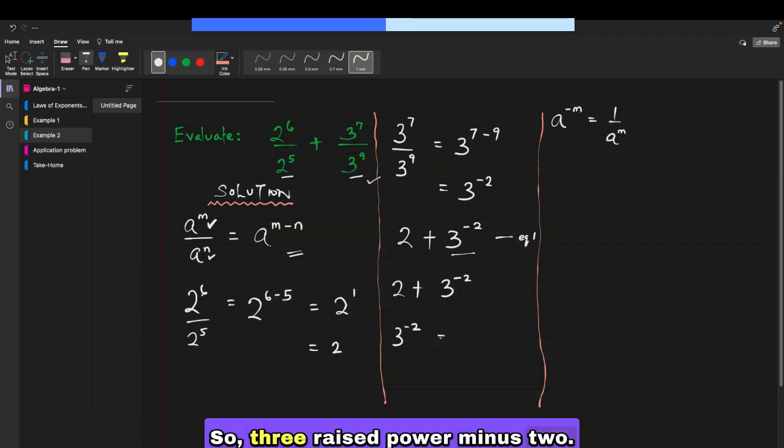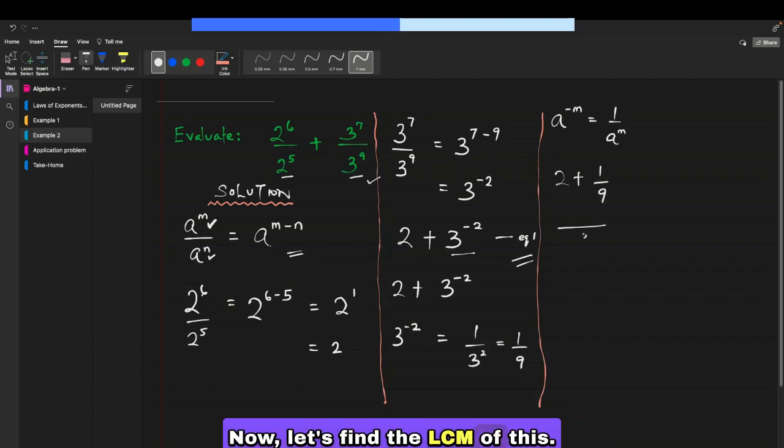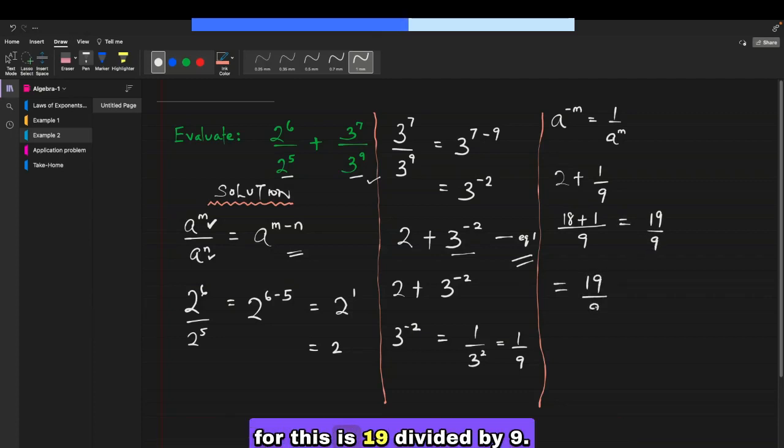So 3 raised to the power minus 2, if you compare, becomes 1 over 3 raised to the power 2, which is equal to 1 divided by 9. So we go back to equation 1. That becomes 2 plus 1 divided by 9. Now let's find the LCM. This is 9, so this becomes 18 plus 1, and that becomes 19 divided by 9. So the final answer for this is 19 divided by 9.